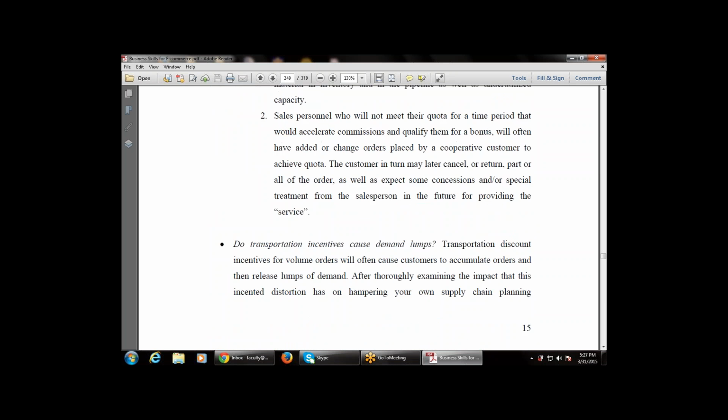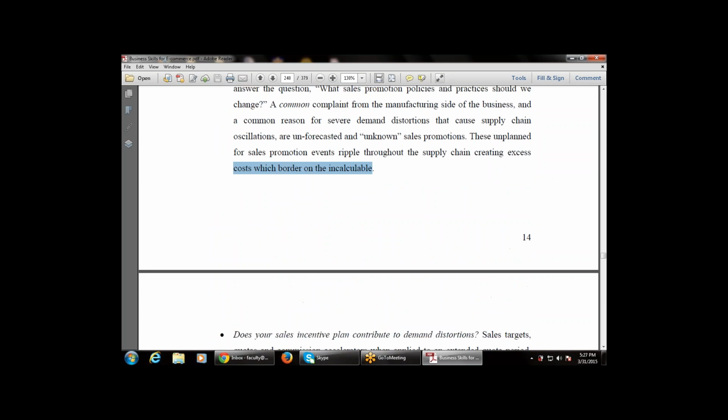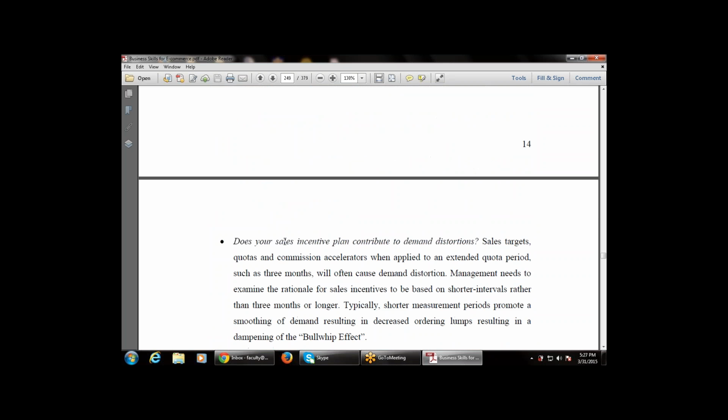Next factor is: does your sales incentive plan contribute to demand distortion? So this is the question. If there is a distortion in the demand, do your plans for sales purposes, your sales incentive plans, contribute to the demand distortions or not?